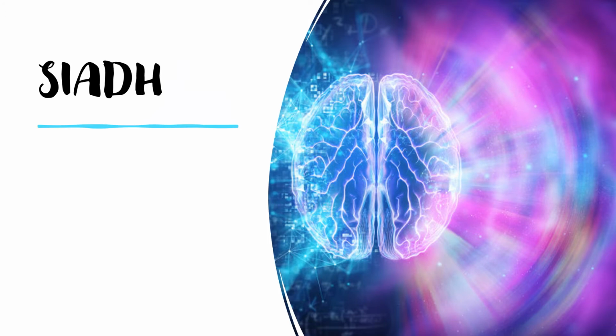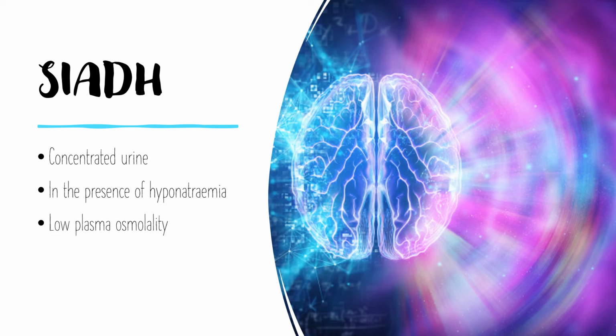So I mentioned SIADH before, but let's have a brief look. Essentially, this condition requires the following criteria. So there's concentrated urine in the presence of hyponatremia, so remember we saw it in that diagram where the patient isn't dehydrated, but there is low concentration of sodium within the blood, with a low plasma osmolality, and in the absence of hypovolemia, edema, or diuretics.